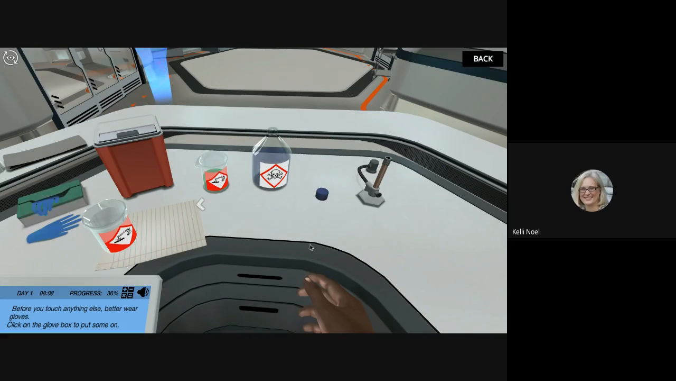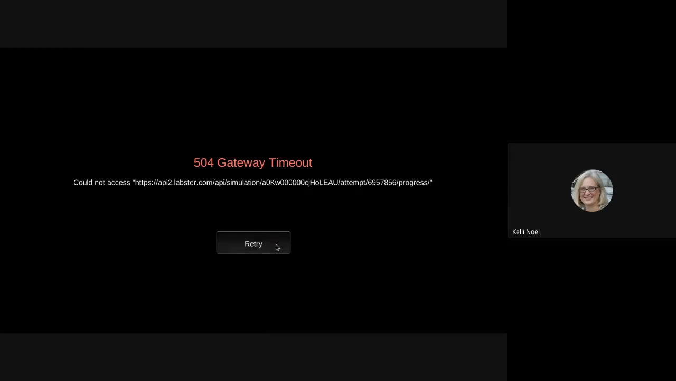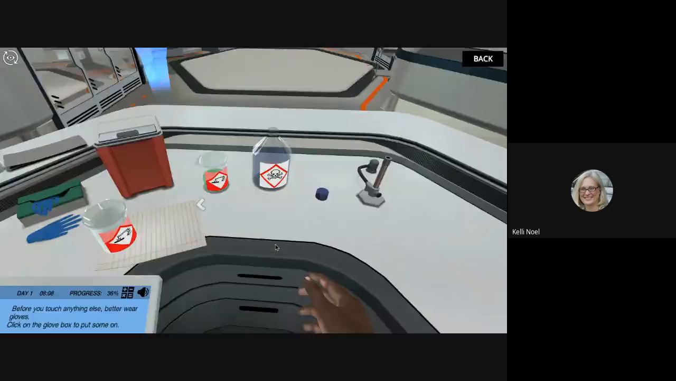Before you touch anything else, better wear gloves. Click on the glove box to put some on. I think this is having to do with the fact I am in presenting mode. Yeah. All right, so you kind of get the idea.